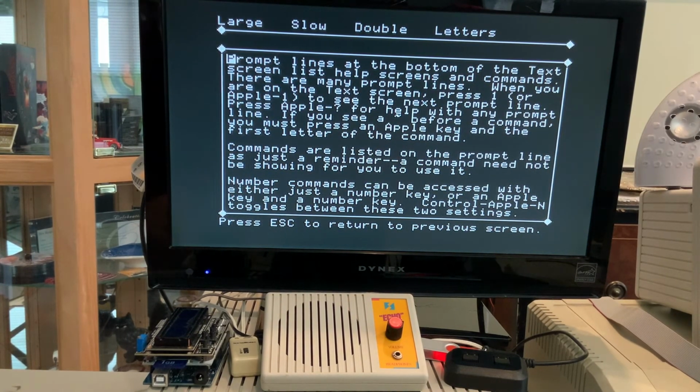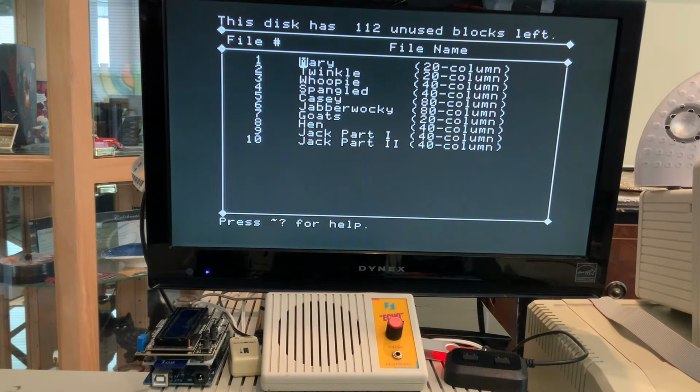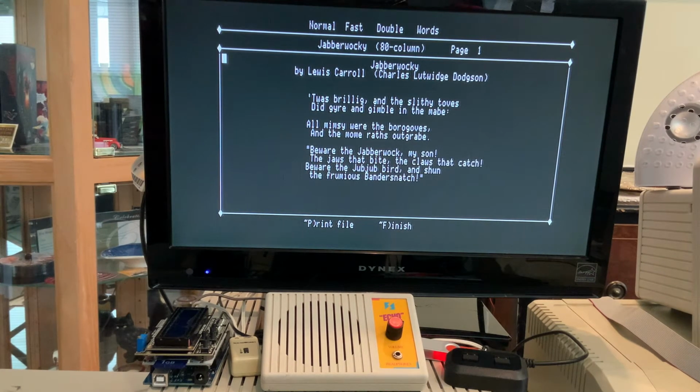And the number 1 key is what advances between your different menus. Large, slow, cursor movement. Okay, Command F to finish. And then you could choose a different one, like my favorite, Jabberwocky. Now it's going to jump to 80 columns, and we can read a screen of that.